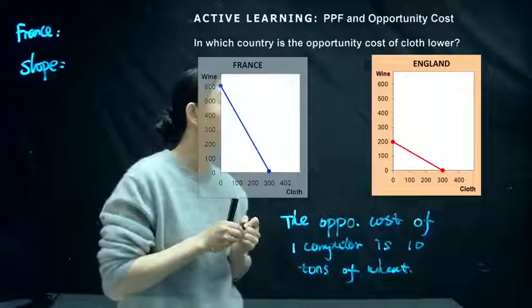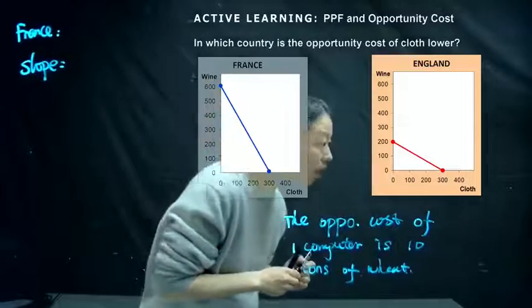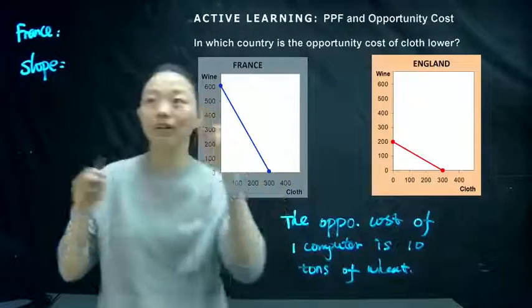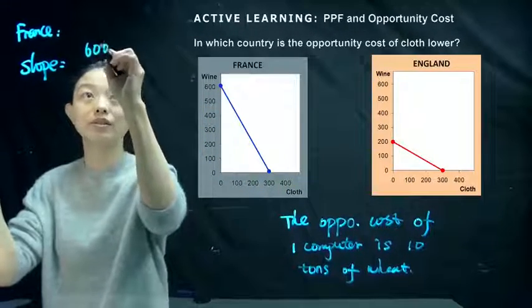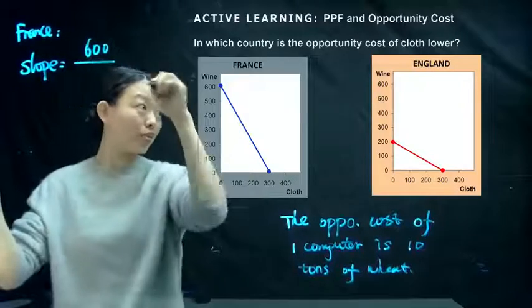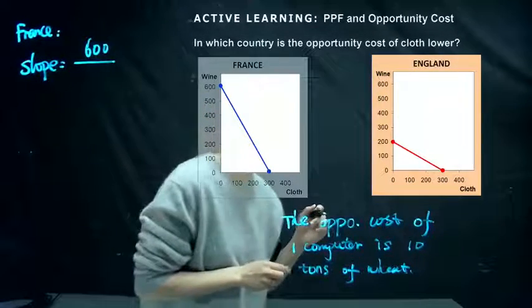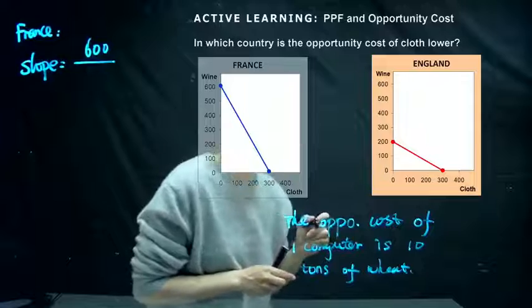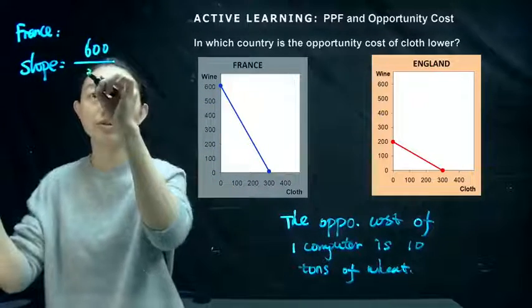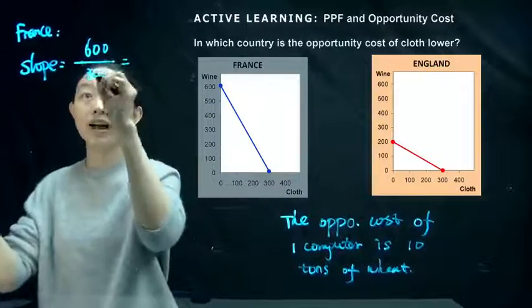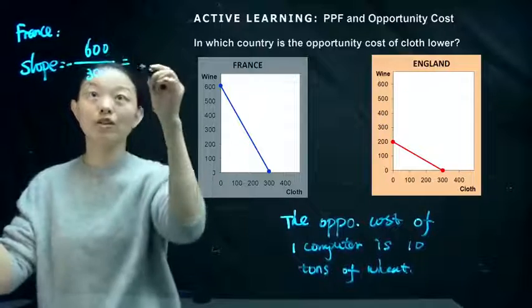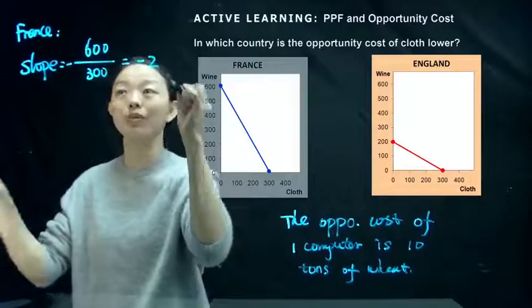Let me check the numbers here. So we have wine, it will be 600, okay? So 600 units of wine will be our rise, right? And then for run, how many tons of cloth? 300, right? So we need to add the negative sign because it's downward sloping. Therefore, we get negative 2.